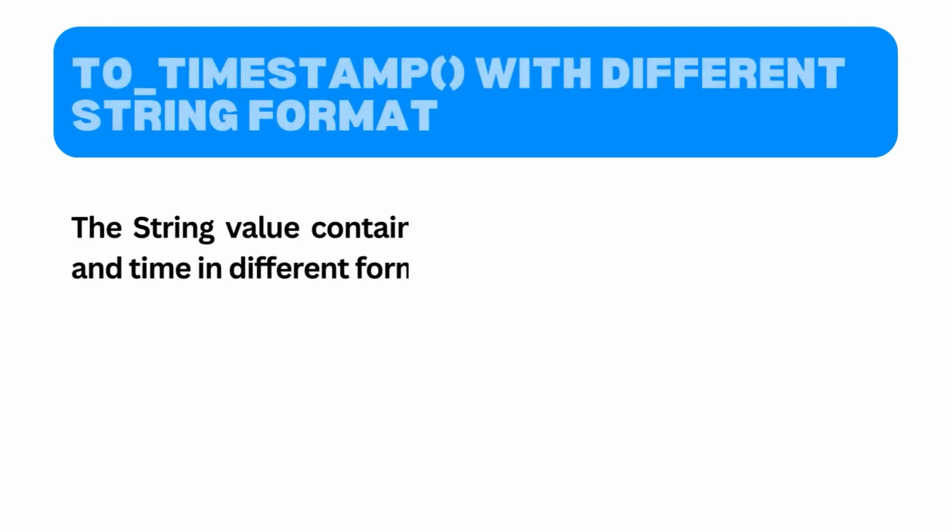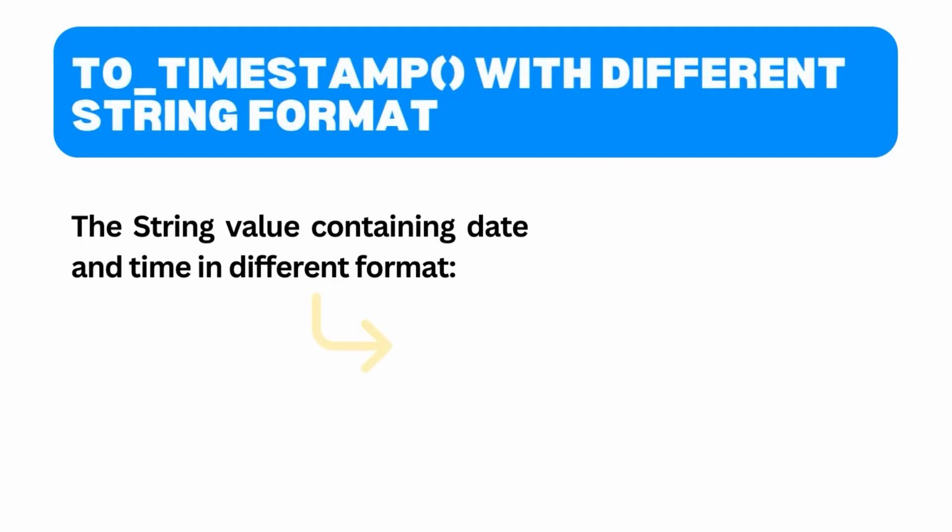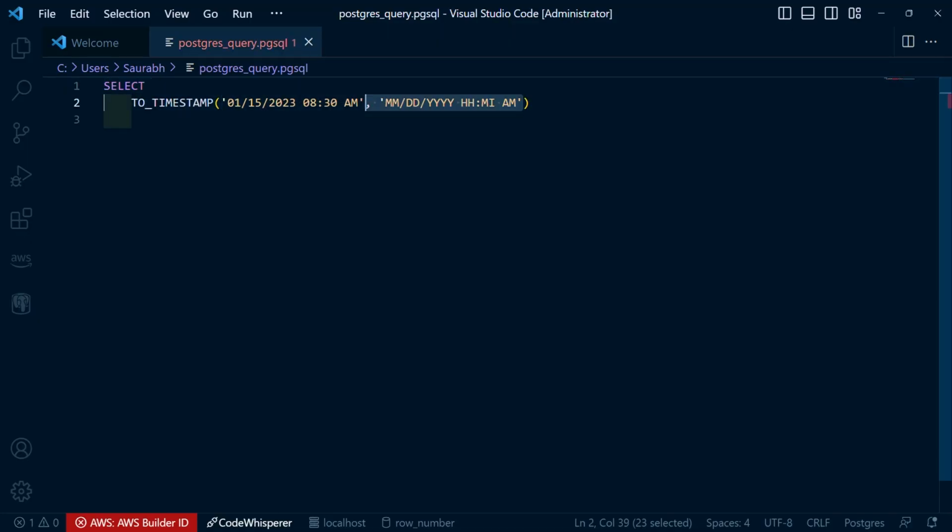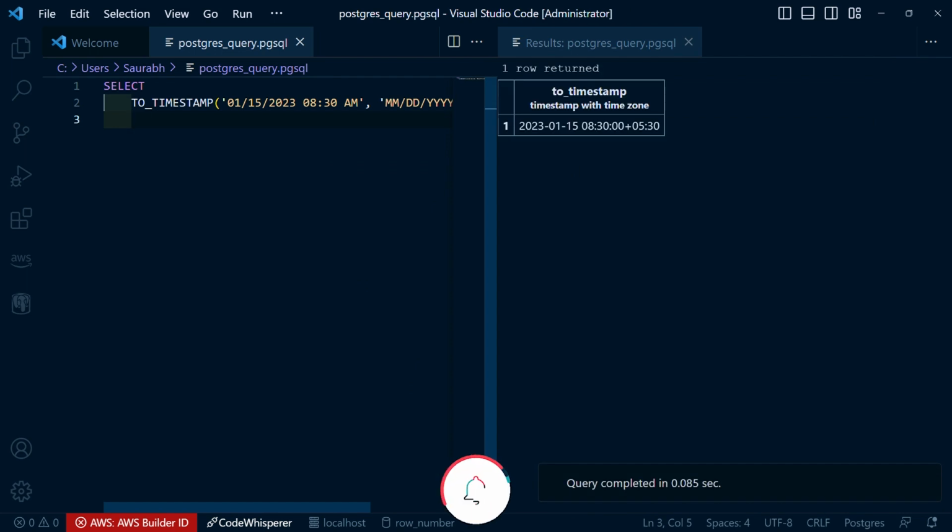But what if our string has a different format? Let's say that the date string contains a slash between each part of the date. We need to adjust the format parameter to match the string. Now, look at this query. Here we modify the format parameter to match the new string format. When we execute this query, PostgreSQL will convert the string to a timestamp value using the specified format. And just like that, we successfully converted our string to a timestamp value once again.